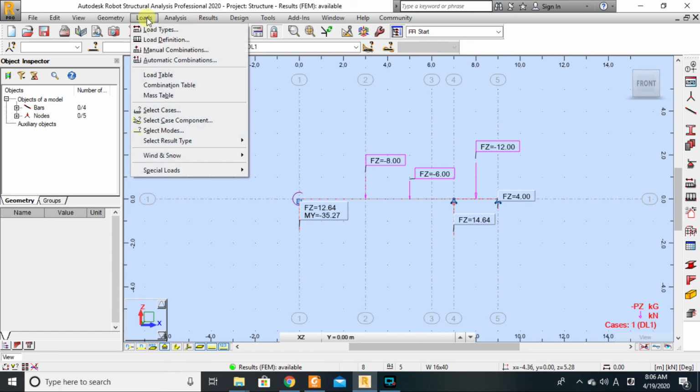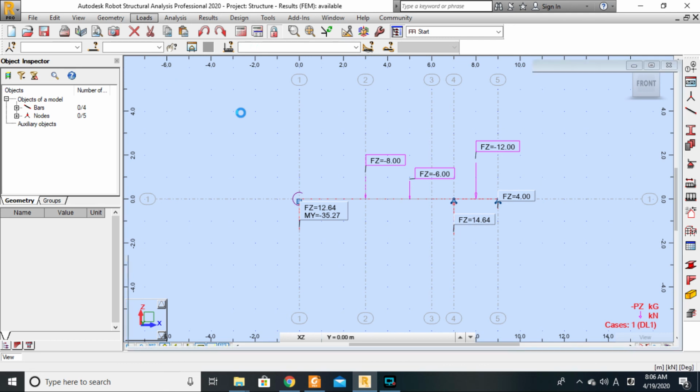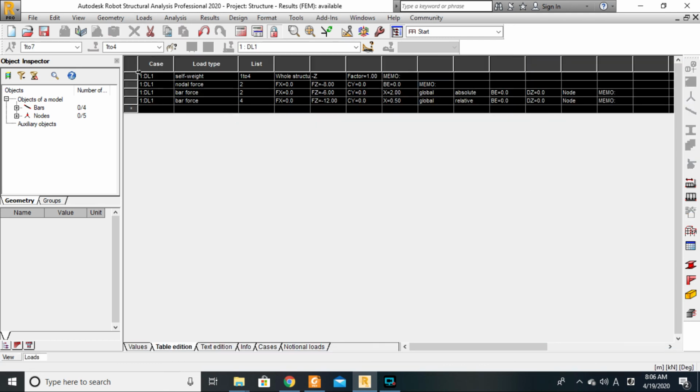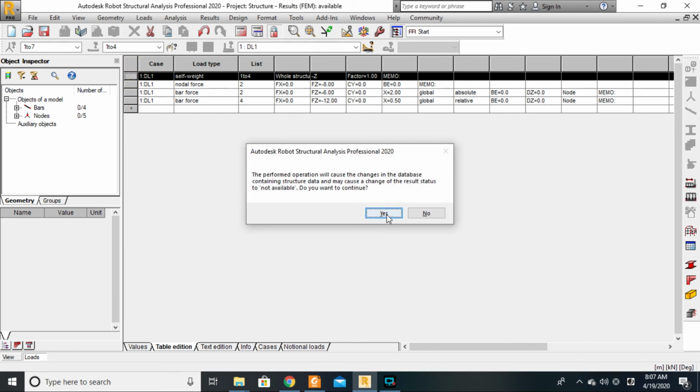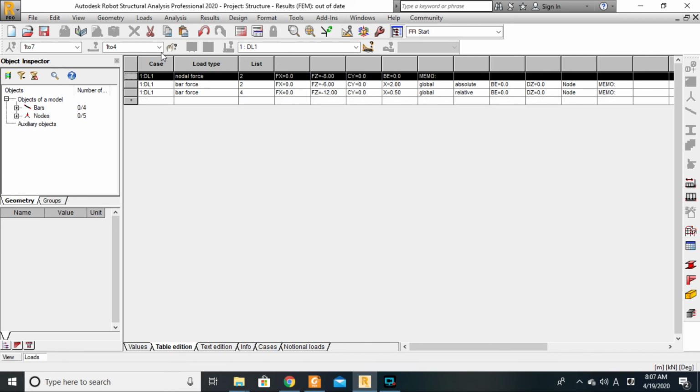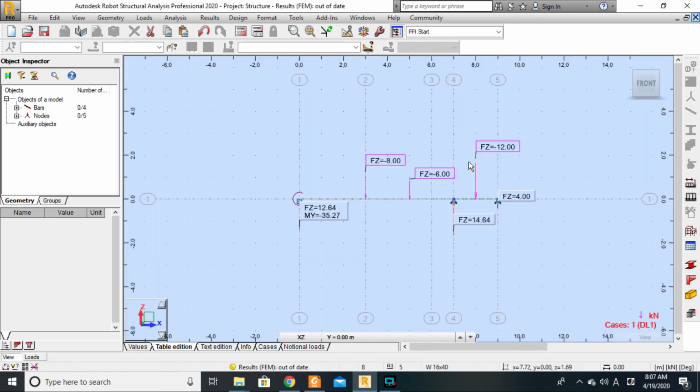So now let's go and remove that load table. And this is the self weight here. We don't want this self weight to be there. So we'll just press that and press Control X, and it even tells us the performed operation will cause changes in the database, so the result status will be not available. Do you want to continue? It's a way of saying that your results after removing that load will no longer be accurate. It means you will need to redo the calculation.